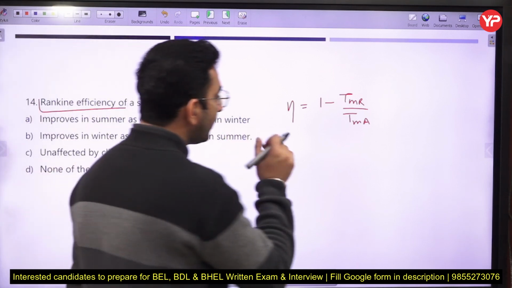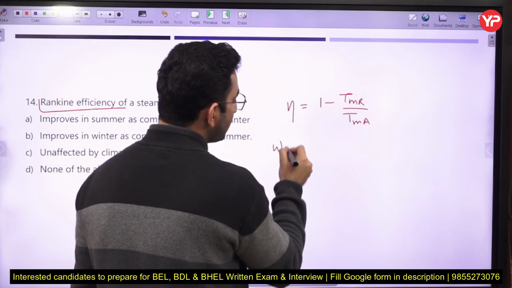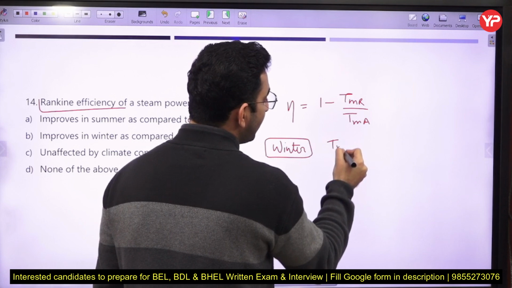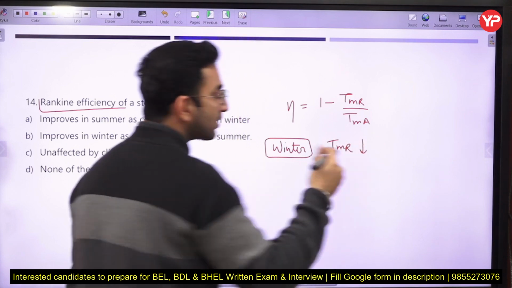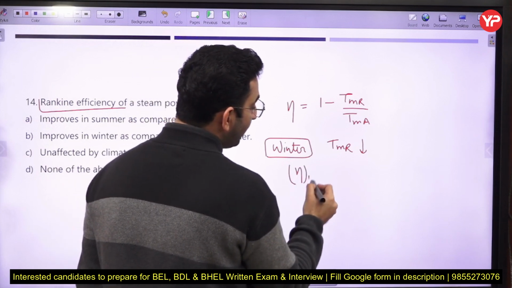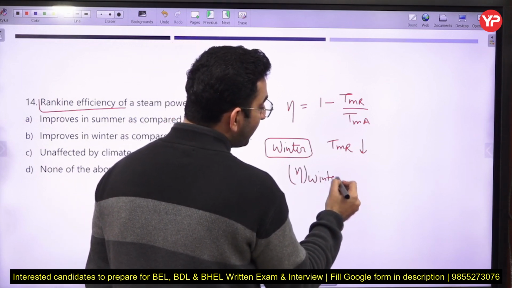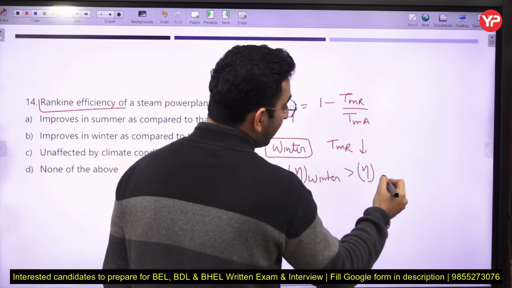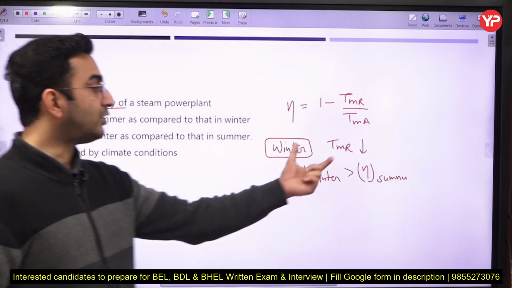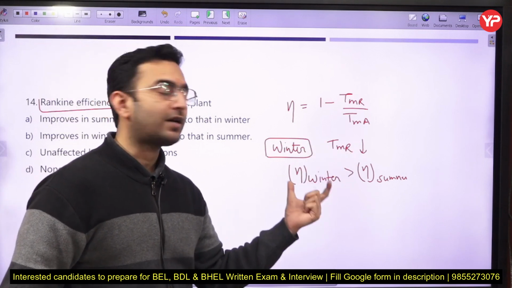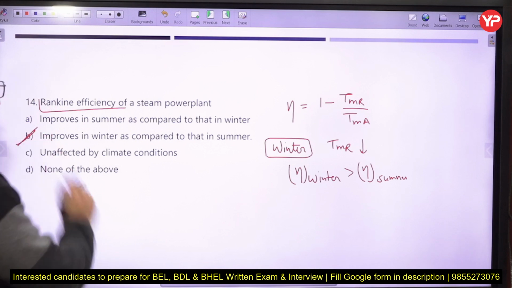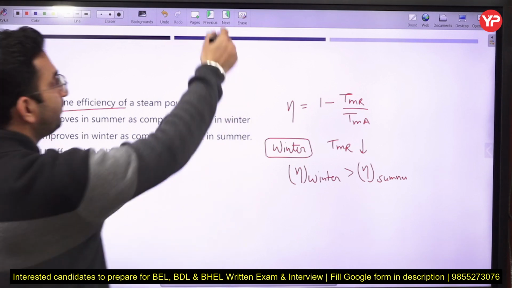Okay, so if you remember, in the case of winter season, the outside temperature or the atmospheric temperature, that is the mean temperature of heat rejection, is going to be very less as compared to the summer conditions. Okay, so we can say the efficiency in the winter is going to be more as compared to the efficiency in the summer condition here. Why so? Because in the summer the outside temperature is going to be more as compared to the outside temperature in the case of winter season here. Okay, so we can say the option number B is going to be the correct answer of this question here.